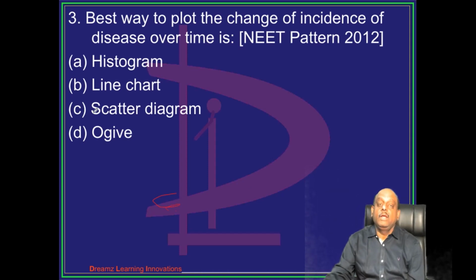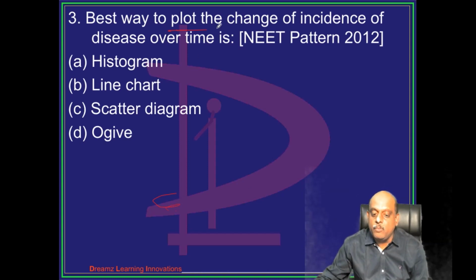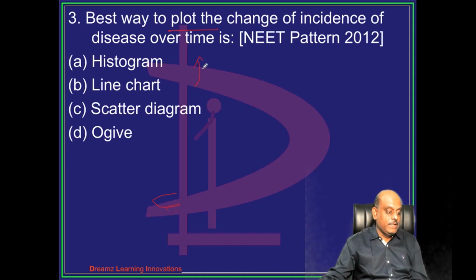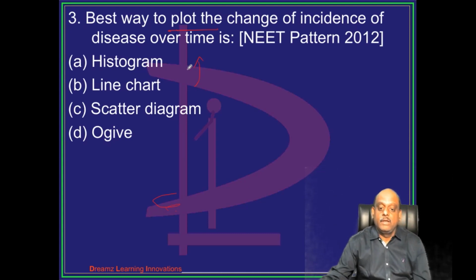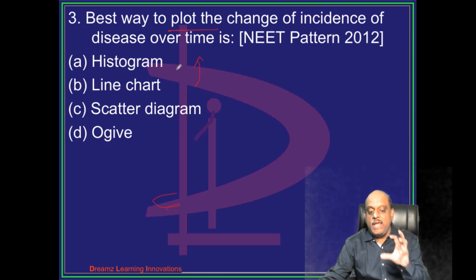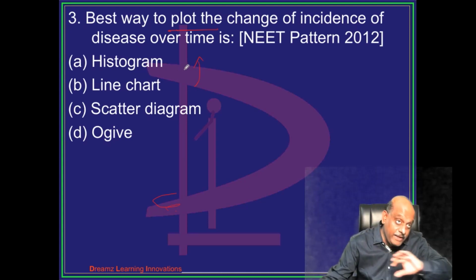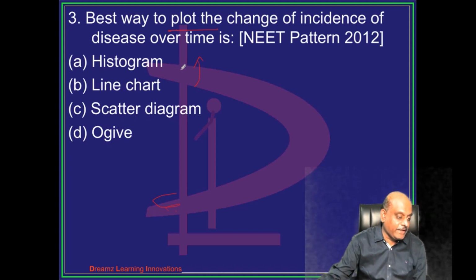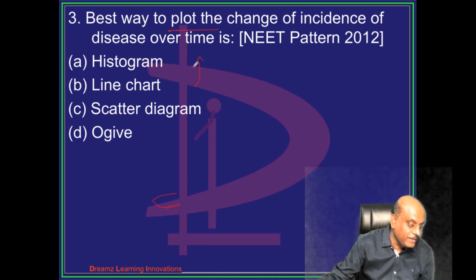Now, what is the best way to plot the change of incidence of the disease over a period of time? Come on, punch your answers, doctor. Let me see. You want to plot the change of incidence of the disease over a period of time. Which one do you choose? Come on, let me check how good you are doing.